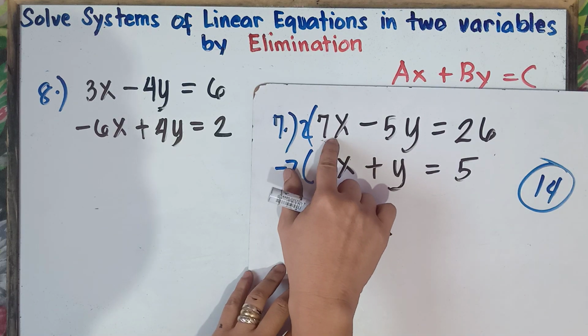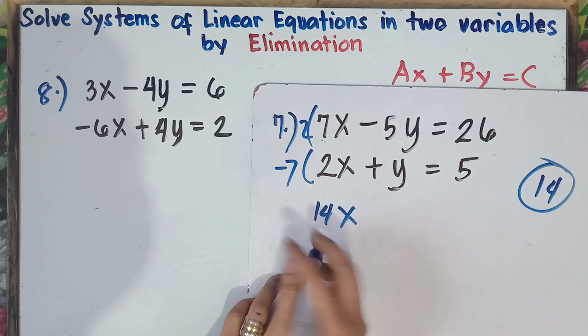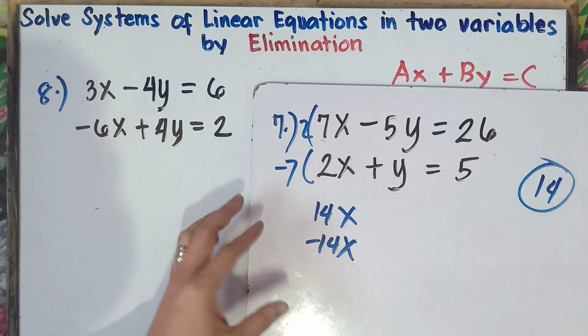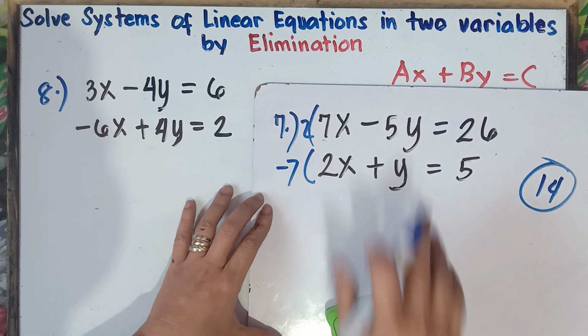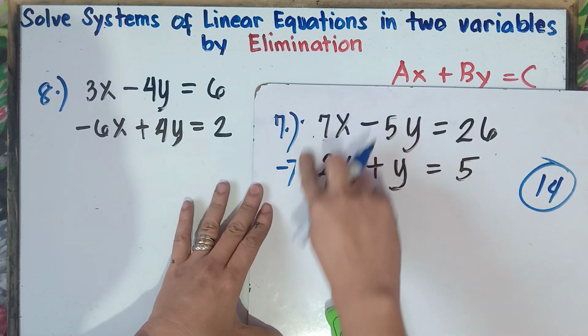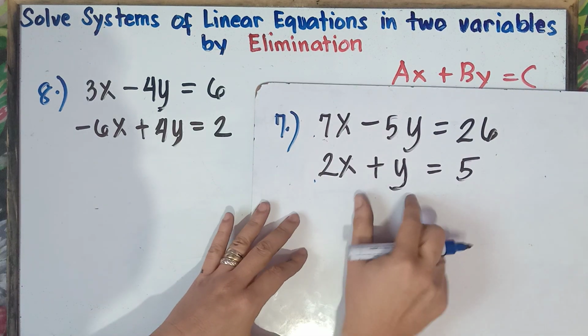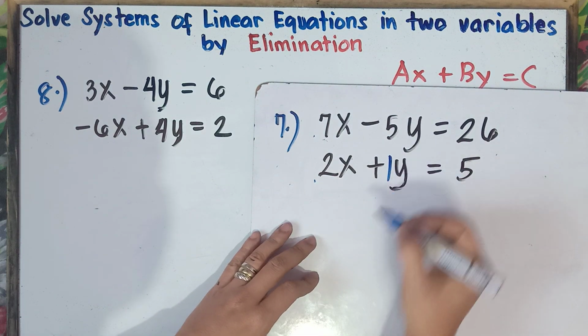Because 2 times 7x, that would be 14x. Negative 7 times 2x, that would be negative 14x. And it would be really complicated, class, if you want to eliminate x. So, for me, class, it's better to eliminate y. Because this is positive 1y, right?